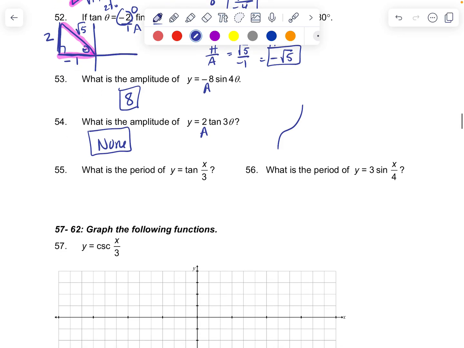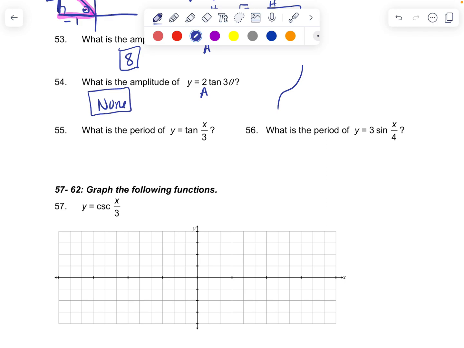All right, 55, what is the period of tangent of x over 3? You guys remember I showed you a little trick on this. Rewrite this as y equals tangent of 1/3 x, so you can really see that b value really well. Now, the formula to find the period for a tangent or a cotangent is pi over b.